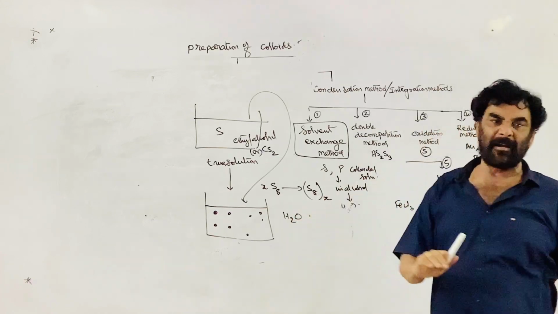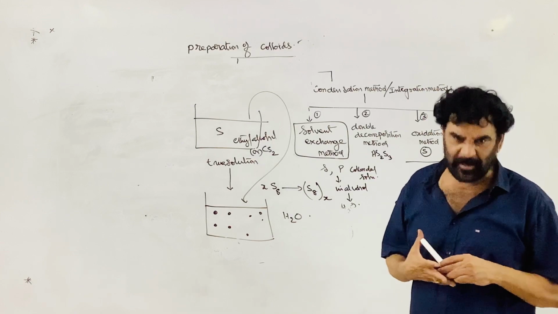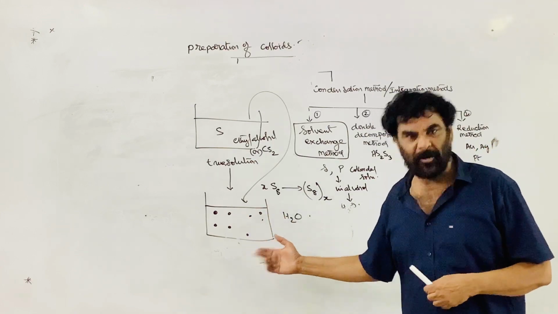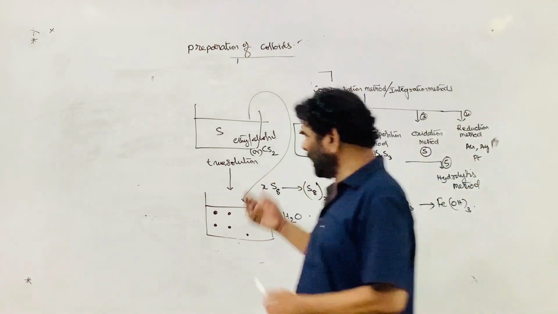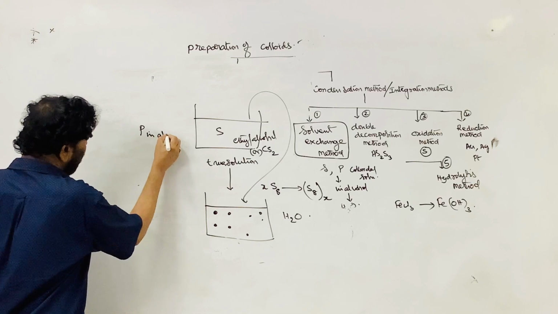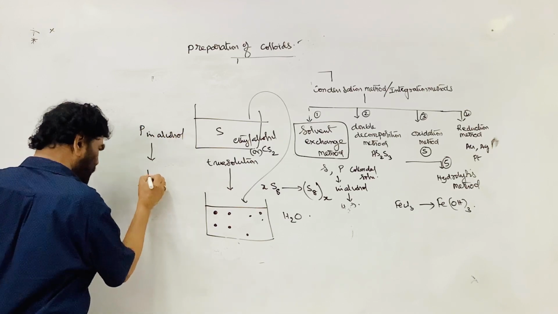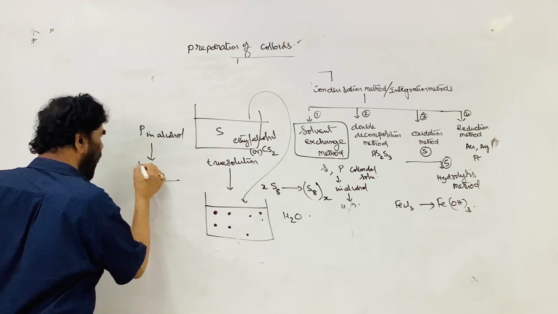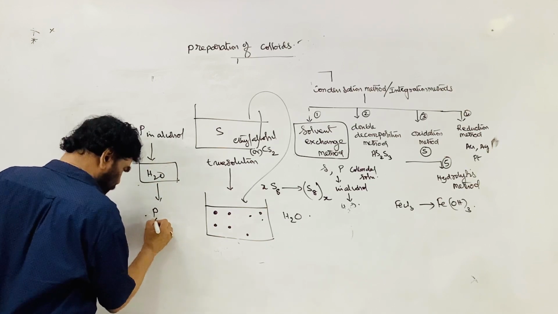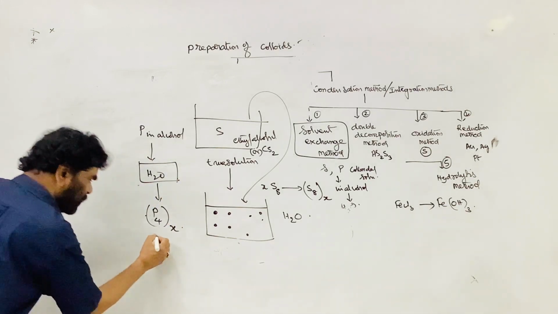Why is it converted? Because it is insoluble in water, so there is no affinity with the solvent, and a hydrophobic colloidal solution is formed. Similarly, take phosphorus in alcohol and pour it into water. Then what happens? Phosphorus P4 combines X times, and a colloidal solution forms.